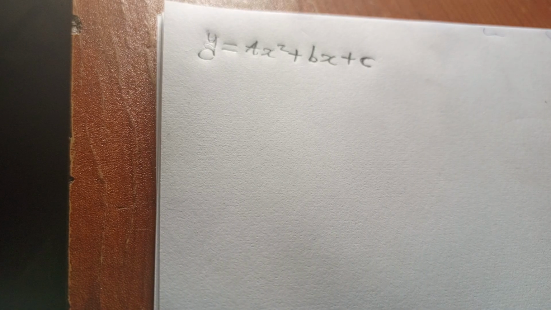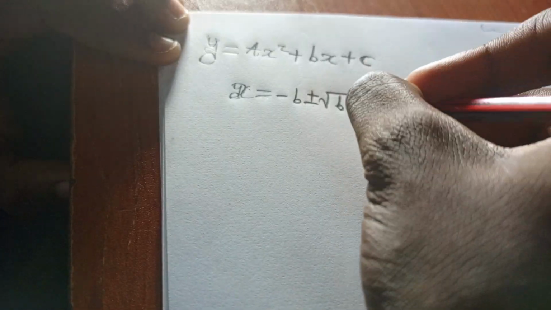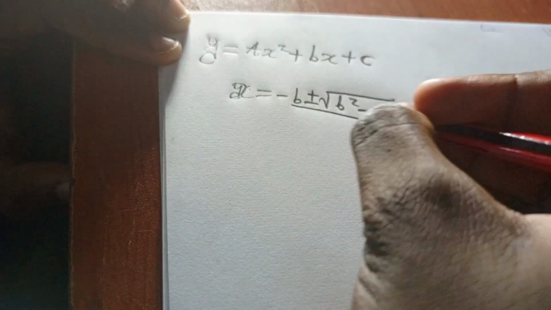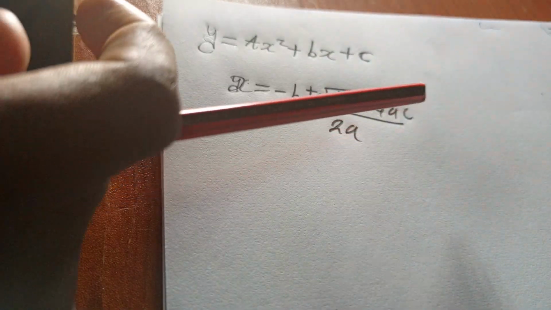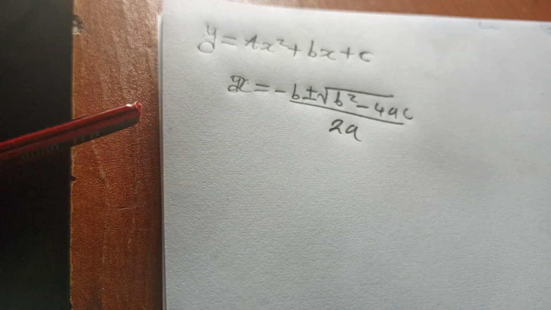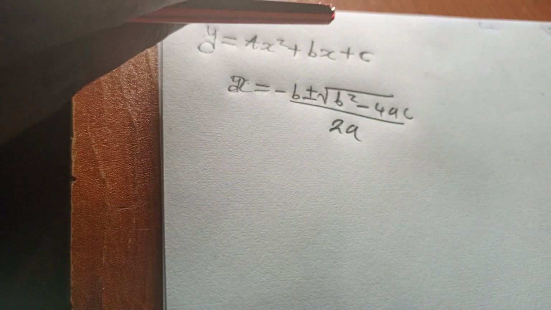In this quadratic equation, you have to identify the coefficients. To solve this, there's an equation we use: x is equal to minus b plus or minus the root of b squared minus 4ac, over 2a. The b, the a, and the c are coefficients that are found in the quadratic equation.